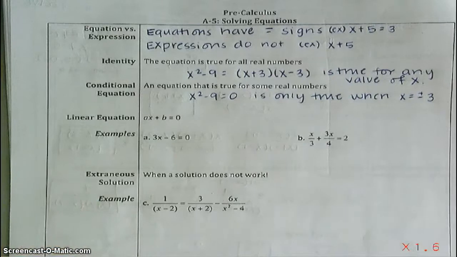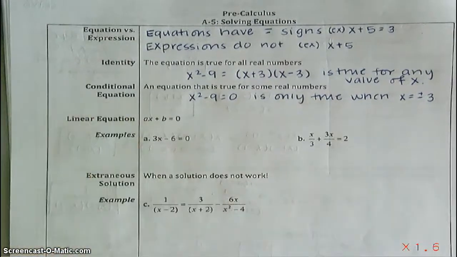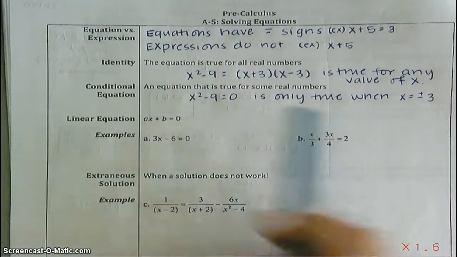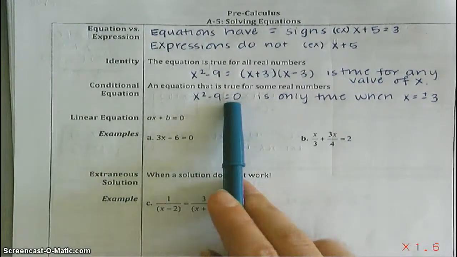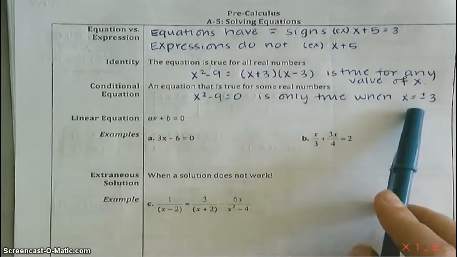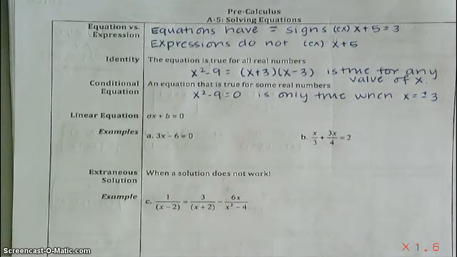Another thing about equations is that you can also have conditional equations, and these are the ones that we use the most. It's when you have an equation set equal to a certain amount, and it's only going to be true for a small amount of numbers. For example, here x squared minus 9 is equal to 0. This is only going to be true when your x value is positive and negative 3.